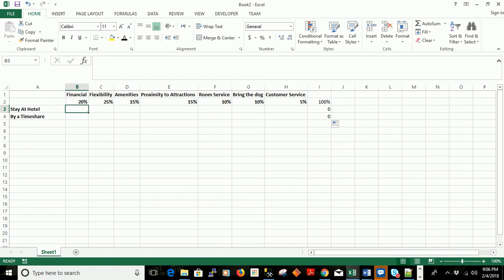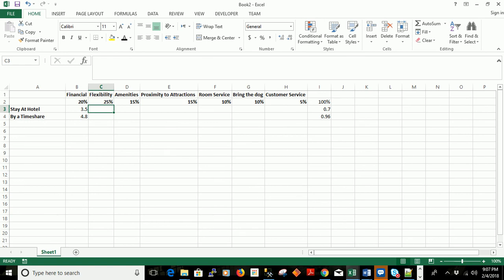So let's see. Financially, I would say that staying at a hotel is about a 3.5, and buying a timeshare is going to be a 4.8. By the way, I'm going to use a scale from 0 to 5. So I'm going to rank each of these factors, each of these alternatives on a scale of 0 to 5. So I'm ranking a hotel at a 3.5 and a timeshare at 4.8.